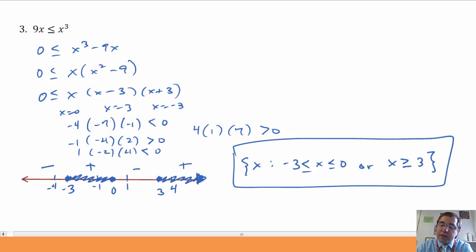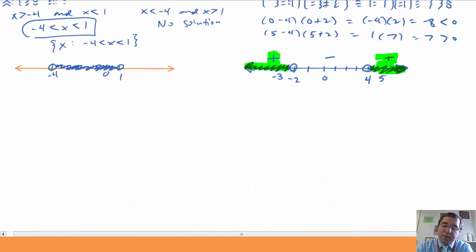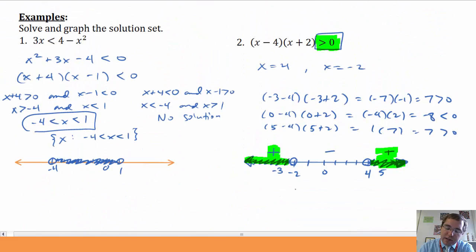Now let me go back and put the solution set in number 2. I forgot to do that. So my solution set here ends up being the set of all x such that x is less than negative 2 or x is greater than 4.